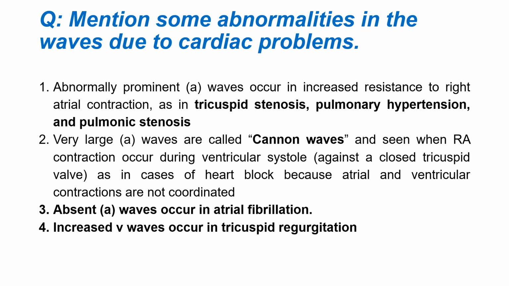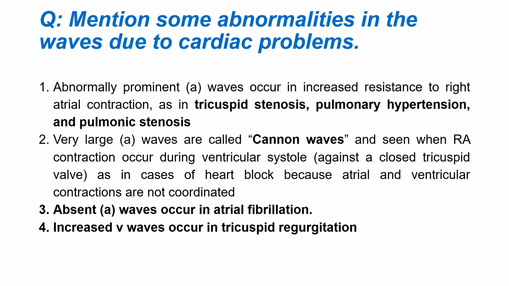The same if there is pulmonary hypertension or pulmonary stenosis, because the pressure will be transmitted back and the atrium has to contract against a high pressure. So the A wave will be prominent. And opposite to that, the patients who have atrial fibrillation, there is loss of atrial contraction, loss of the contraction itself. So you will not find an A wave.